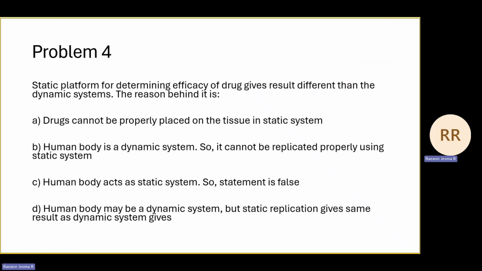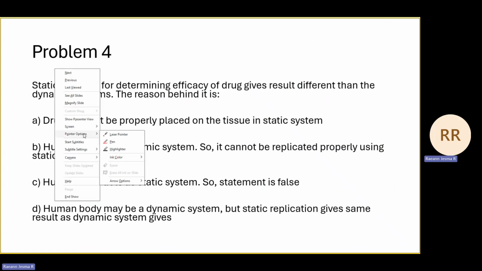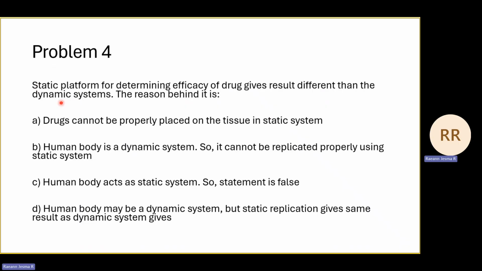So now let us see problem 4. A static platform for determining the efficacy of a drug gives results different from that of a dynamic system. So this we saw in one of the lectures. The reason behind it is option A, drugs cannot be properly placed on the tissue in a static system. Option B, human body is a dynamic system, so it cannot be replicated properly using a static system. Option C, human body acts as a static system, so the statement is false. Option D, human body may be a dynamic system, but static replication gives the same result as a dynamic system. So which is the correct answer for this question?